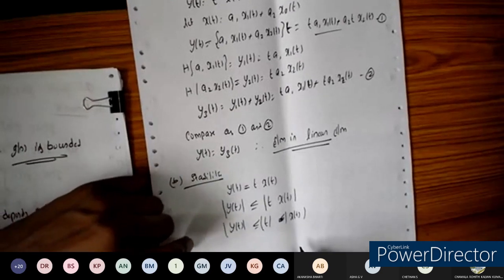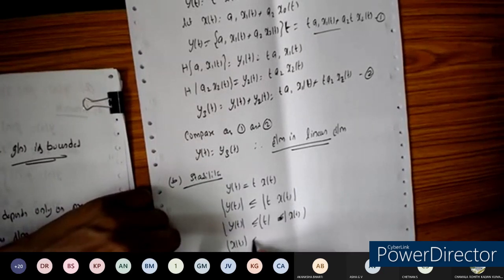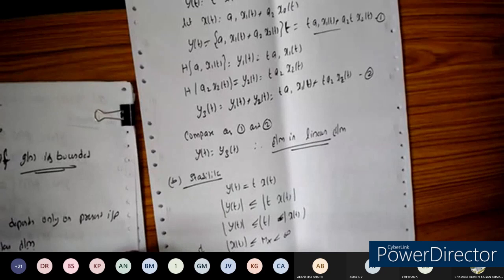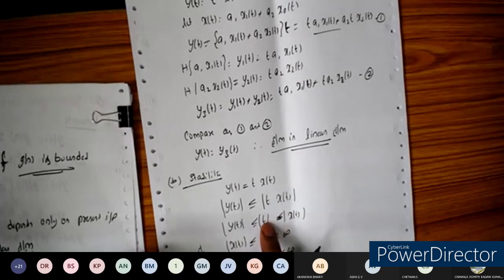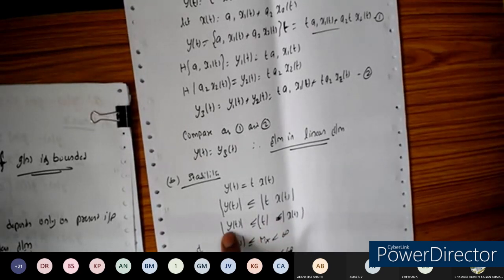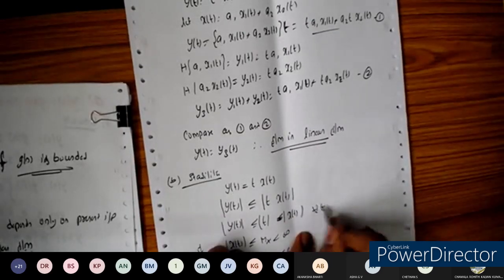So we'll say one sentence here: suppose the magnitude of x of t is less than or equal to Mx, which is less than infinity, then the magnitude of y of t is less than My, which is less than infinity. Here we have y of t equal to t into x of t. This is for all values of t.